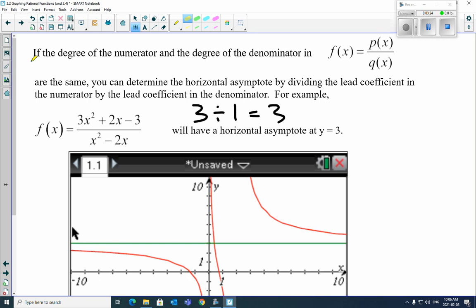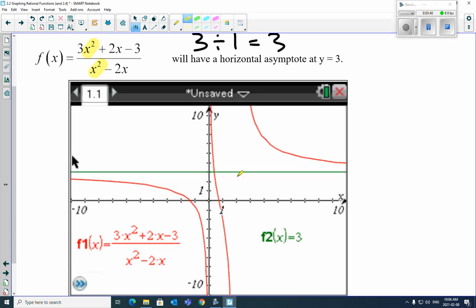If the degree of the numerator and the degree of the denominator are the same, see how they're both x squared and x squared? Well, what you do is you look at the leading coefficient. So here we got a 3, and here we got a 1. You divide them, and that creates your new horizontal asymptote.